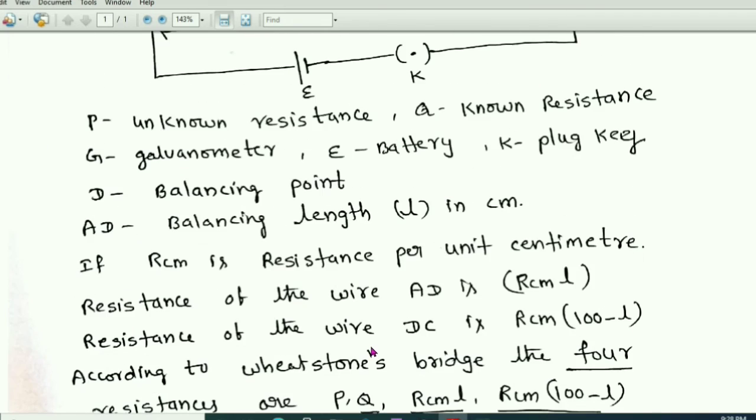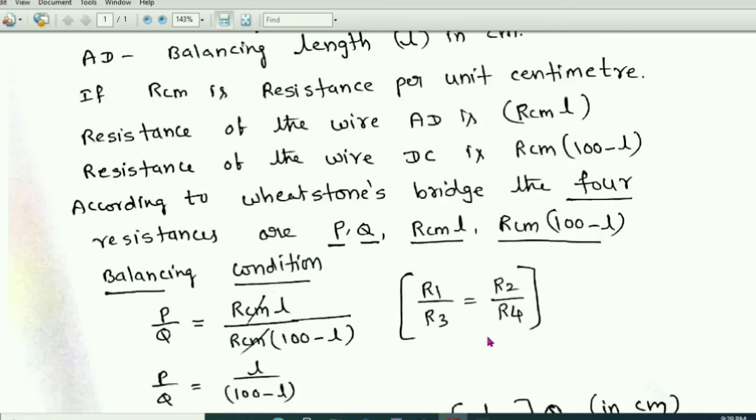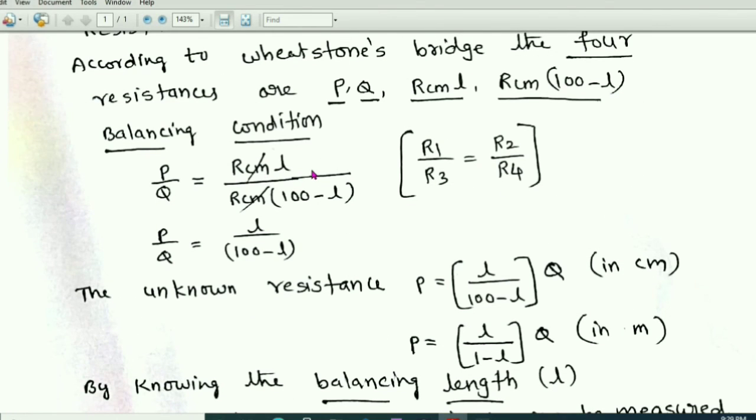That is equal to R2 by R4. R2 is this portion's resistance, that is L into RCM, divided by R4, 100 minus L into RCM. So R2 by R4 means RCM into L over RCM into 100 minus L. From these two terms we can cancel RCM. After cancellation we are left with P by Q equals L by 100 minus L. From this we can find the unknown resistance. Here the unknown resistance is P. So P is equal to, if you take Q to this side, it goes to the numerator. Finally we get the formula P equals L by 100 minus L into Q.